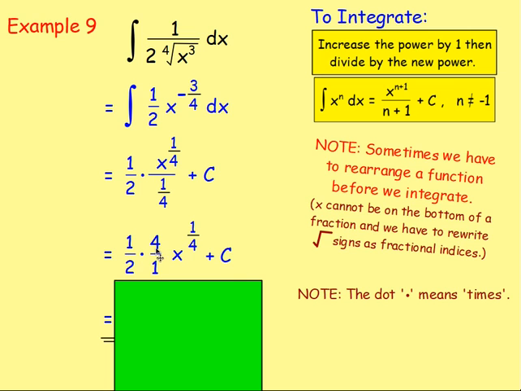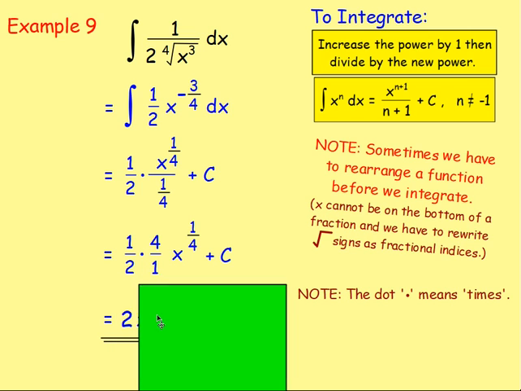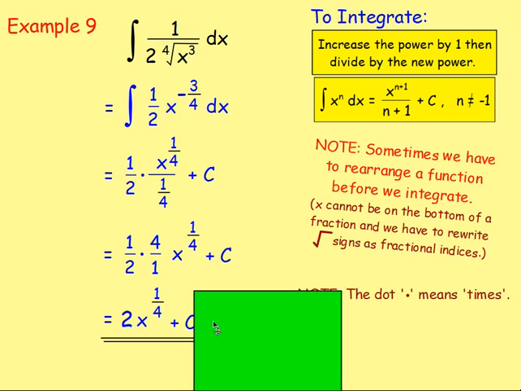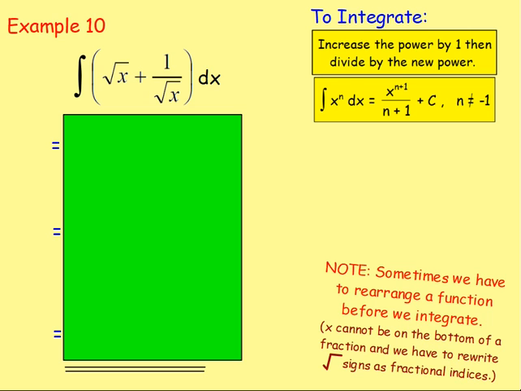From there, you've got a half times 4 over 1. Really, it's a half times 4. A half of 4 is just 2. You've got x to the power of a quarter, and then you need plus c as well. You could again write that as the fourth root of x if you want. So 2 times the fourth root of x plus c. It's the same thing. I should have said, the dot here just means times. So that means a half times that x to the power of a quarter divided by a quarter.